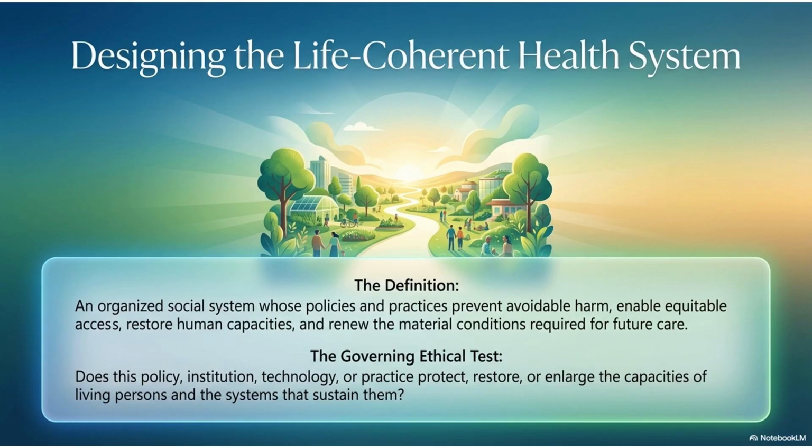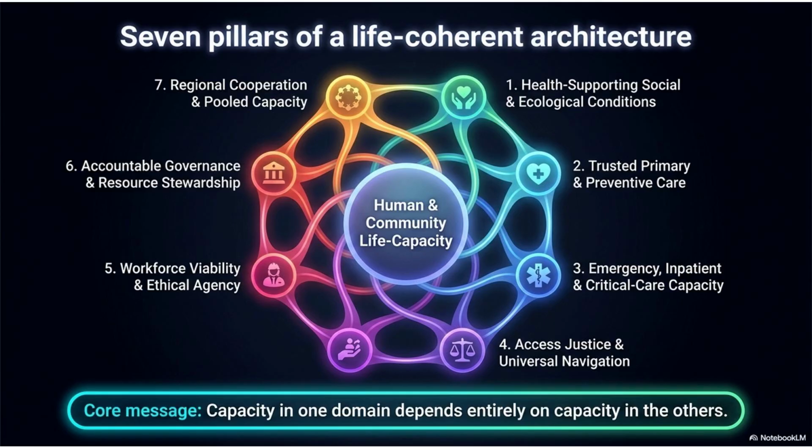Explore the design of a life-coherent health system that enhances human capacities and sustainability. Understand the 7 pillars of a life-coherent architecture, focusing on interconnected capacities.